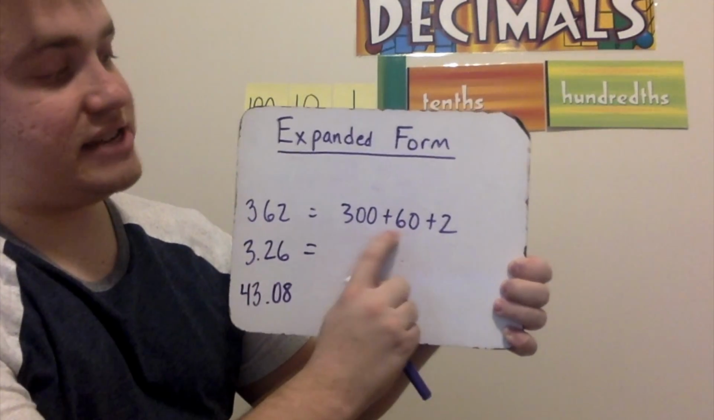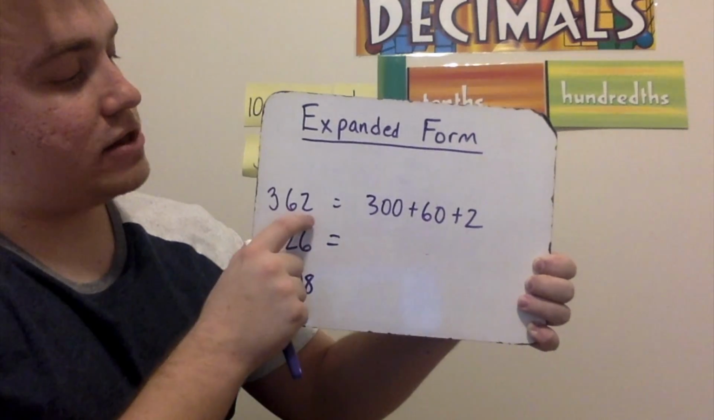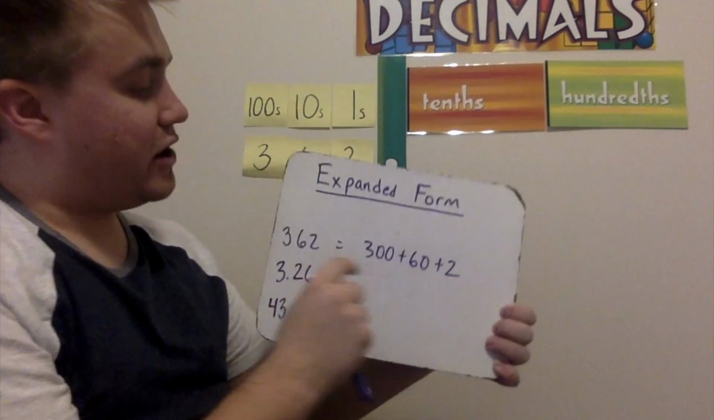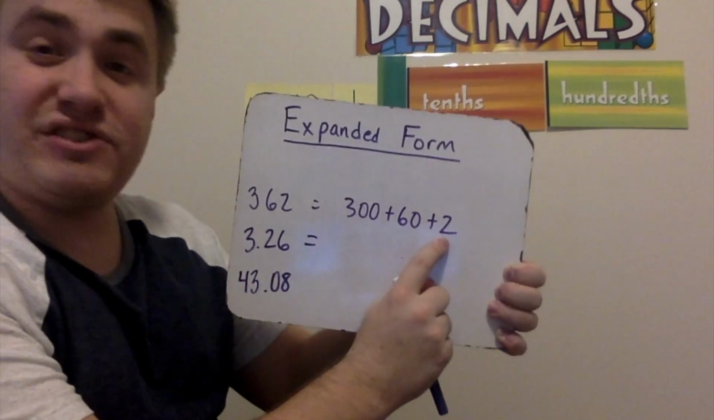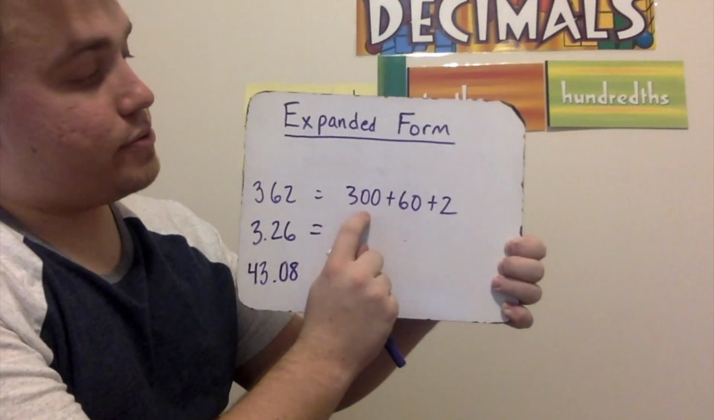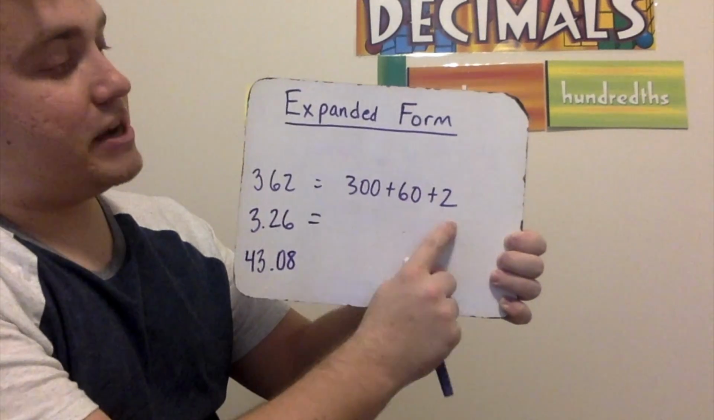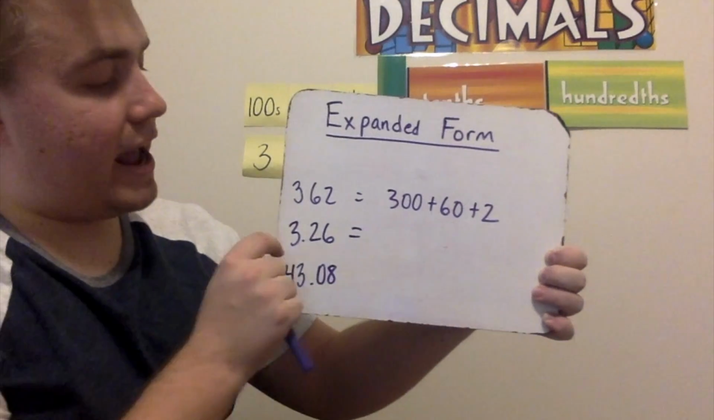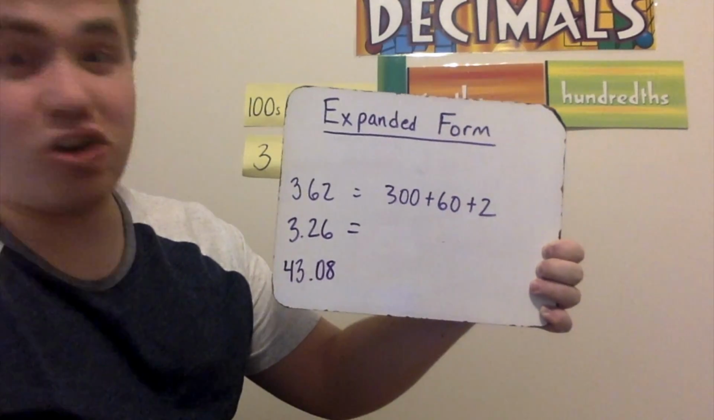300 plus 60, I just added that 60 on. And look at my last place value here, my 2. My 2 is in my ones place value here, so I have 2 groups of 1. I just add on my 2, and I have 300 plus 60 plus 2 is my expanded form for 362. But what if we add in some place values that are less than 1?